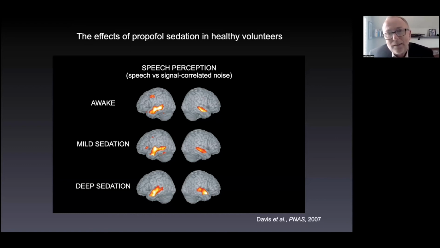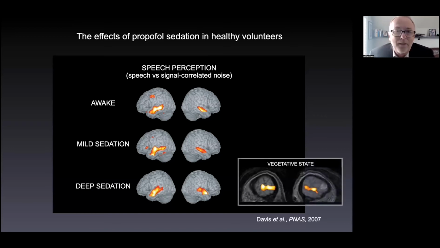And of course, that tells us something about this pattern of activity that we might see in a patient who's been diagnosed as being in a vegetative state. What it tells us is that, although we can say that the relevant areas of the brain are intact, the areas of the brain that process and perceive speech, it tells us nothing about awareness. Because if these healthy participants who are deeply sedated and demonstrably unaware show that pattern of activity, then we obviously cannot conclude that vegetative patients have any awareness based on these patterns of activity.